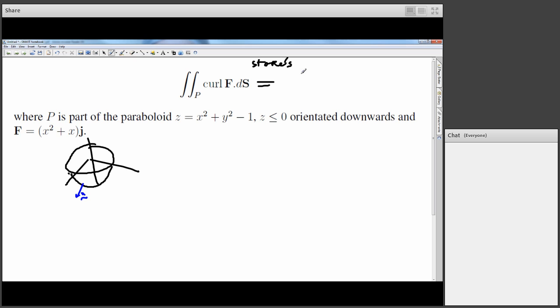So Stokes' theorem states that if you've got the double integral of a curl, that's just the vector line integral around the boundary. So it's the integral over the boundary of the paraboloid of F dot dr.